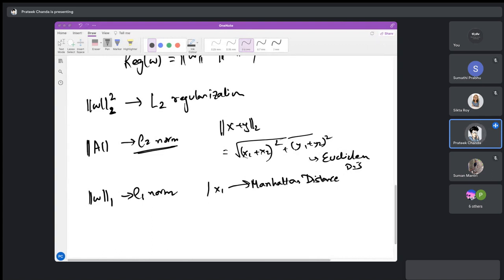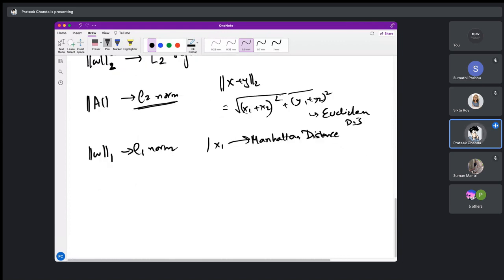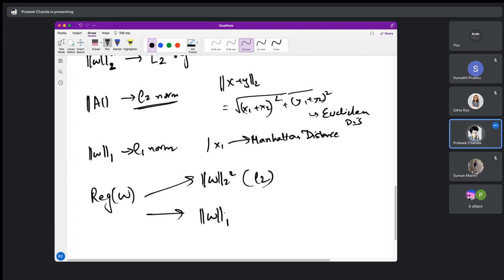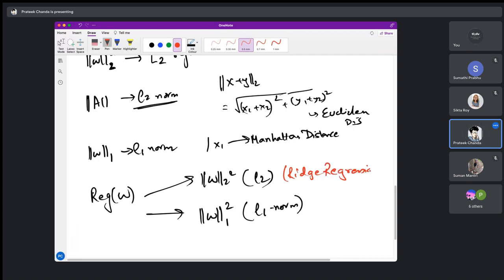So this is a Manhattan distance, and these are some popular notions of regularization function. One is W squared, which is this L2 thing, and one is the W one norm, which is L1 norm. These are the two popular choices. The first one, if we use the L2 norm setting, is called ridge regression. The second one is called lasso, and these are the basic definitions of the two settings.